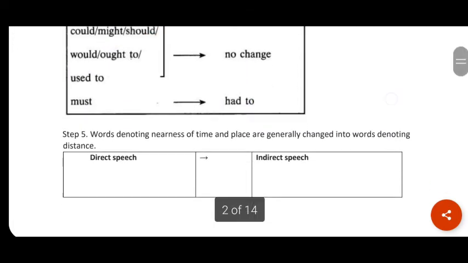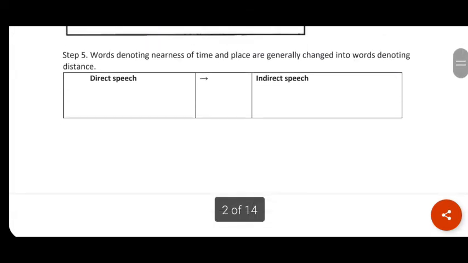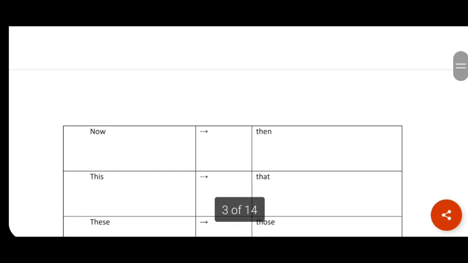Now next rule number 5. The words which denote nearness of time and place are generally changed into words denoting distance. So the words which denote nearness, they are changed into words that denote distance. For example, if now is used in direct speech, now means it is a near time, it will change to distance time, that is then.